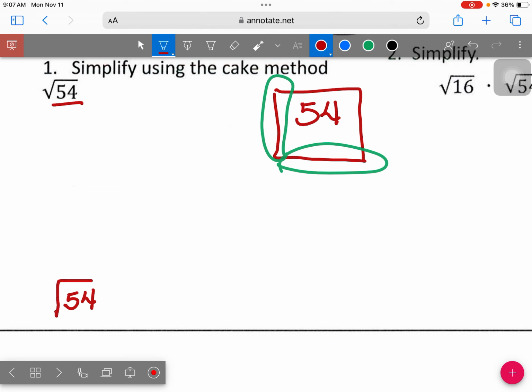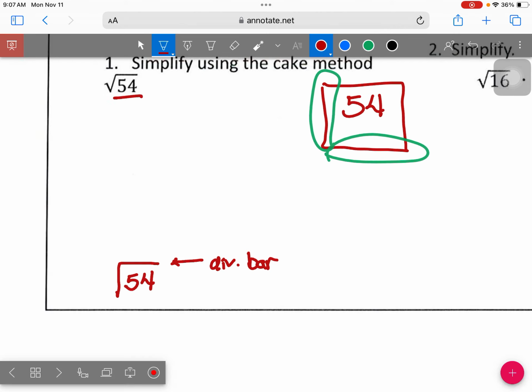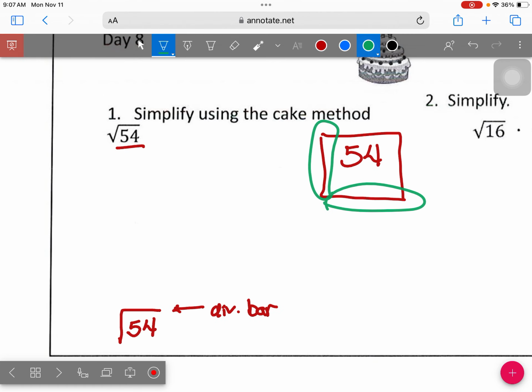This is a division bar. This is not a square root. Okay? So this is a division bar. And the only thing you can divide by are prime numbers. Okay? Prime numbers. Anybody tell me what a prime number is? Does anybody recall?